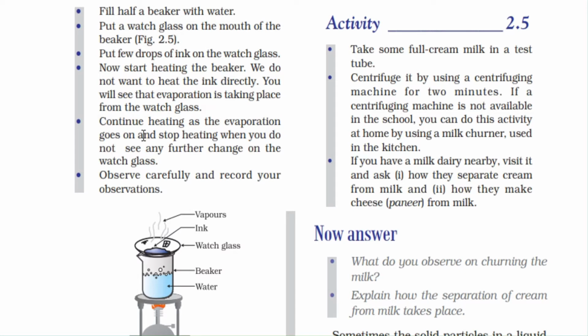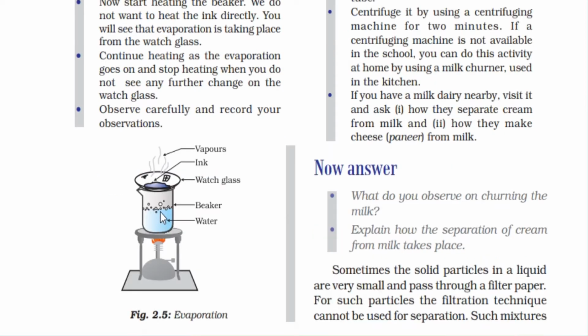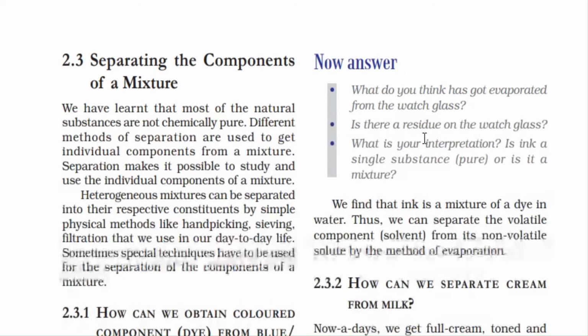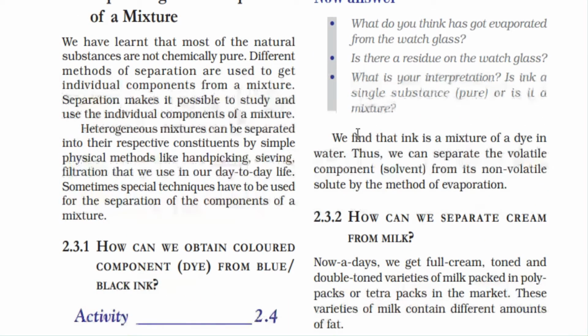Continue heating as the evaporation goes on, and stop heating when you do not see any further change on the watch glass. So you see that when heated, the vapor will come out, and you heat it till there is no vapor. Observe carefully and record your observations. Now we have to answer this question. What do you think has evaporated from the watch glass? Is there a residue on the watch glass? What is your interpretation? Is the ink a single pure substance, or is it a mixture? So we have to find out whether it is a mixture or a pure substance.